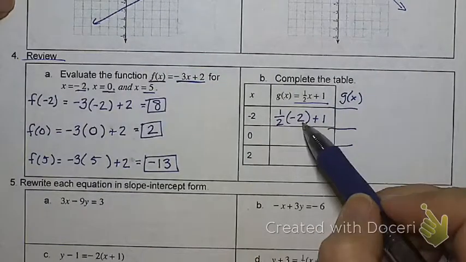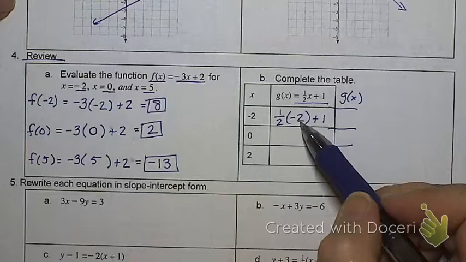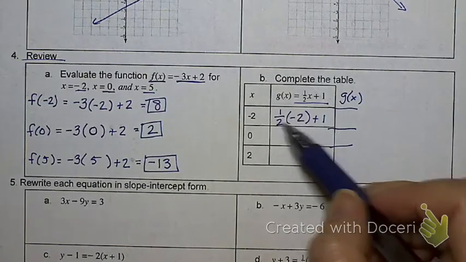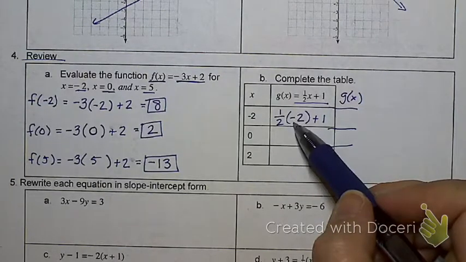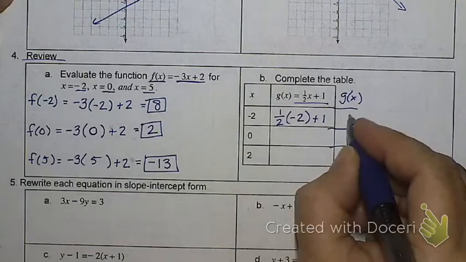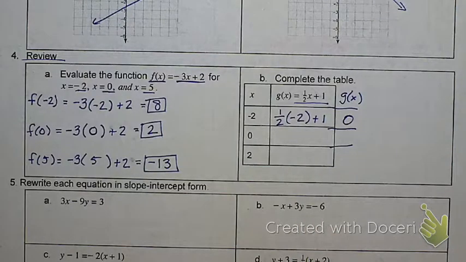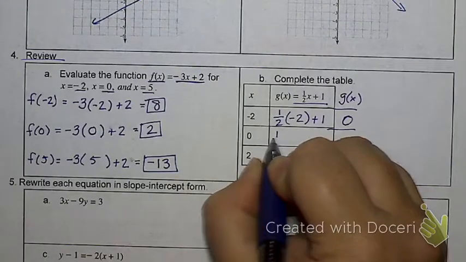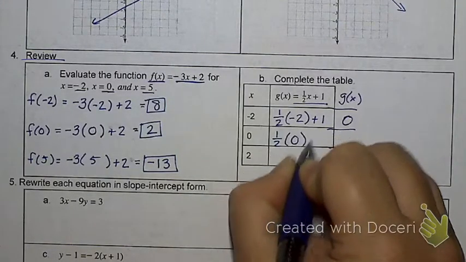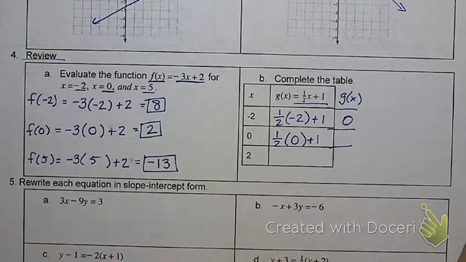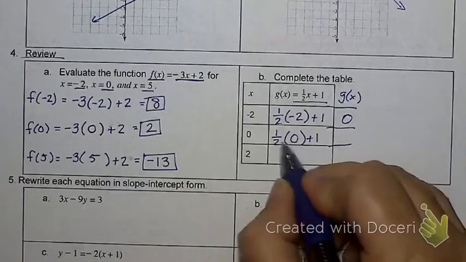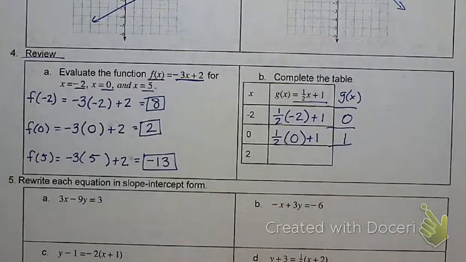What's 1/2 times negative 2? Or 1/2 of negative 2 is negative 1, right? Plus 1 is 0. You can also go to your calculator for these. 1/2 times 0 plus 1. What's 1/2 times 0? 0. Plus 1 is 1.